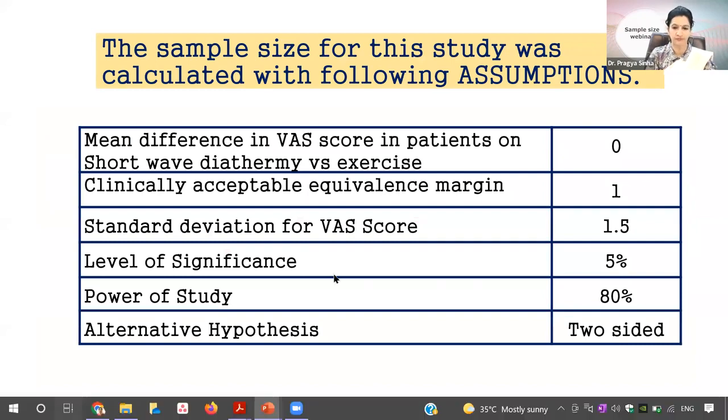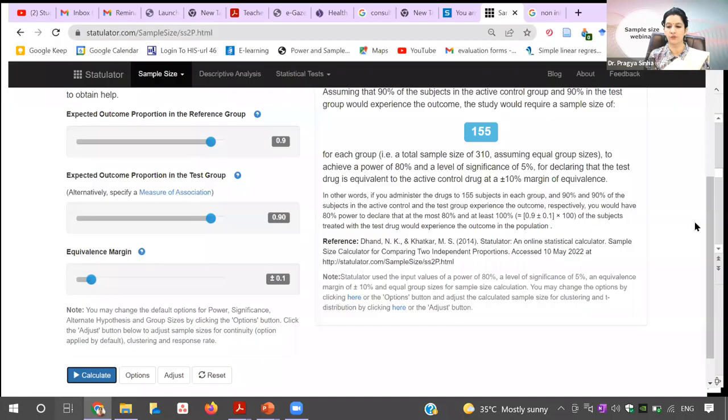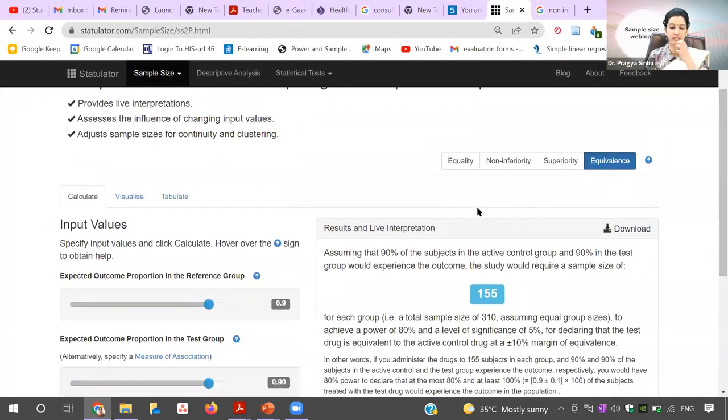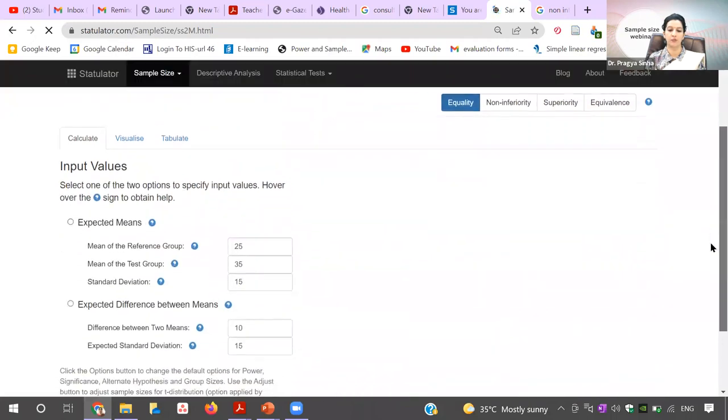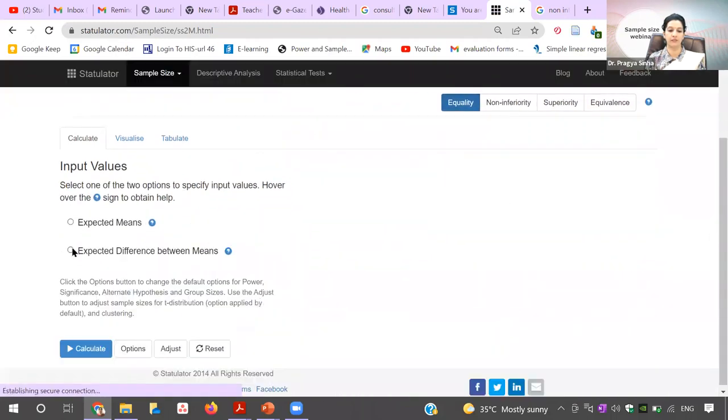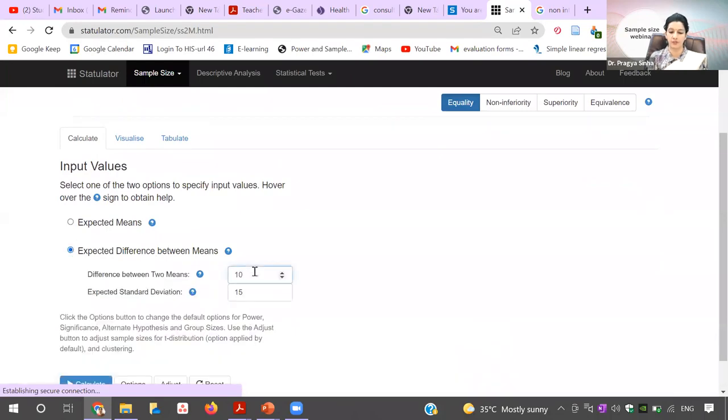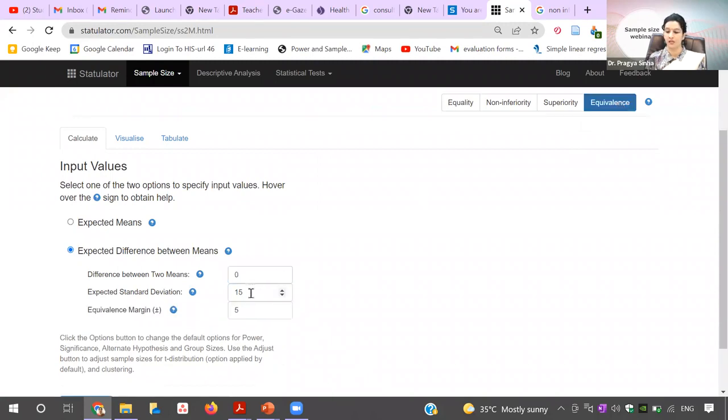So if I go here, what I'll do first, I click this equivalence. This difference I have to take as 0. So what I'll do, this was for the proportion. So I'll go for the mean, 2 independent mean. And if you click the 2 independent mean, I'll go with the expected difference between the mean. So this was 0. Again, I have to click this equivalence. And this one, the expected standard deviation was 1.5. And this margin was 1.